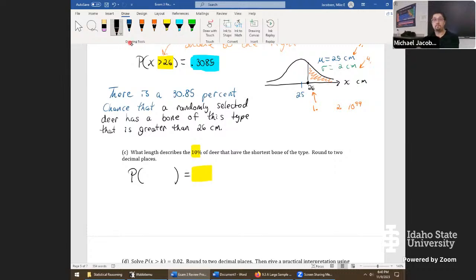We can't put in 10%. We really ought to put 0.10 this time because the percentage will not go into the calculator correctly. That would give us an automatic syntax error. Well, that's the probability statement so far, but we know X is involved. That's going to be the length of the bone of that particular deer.